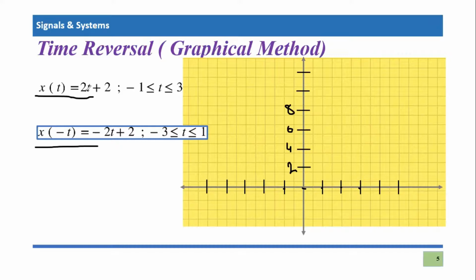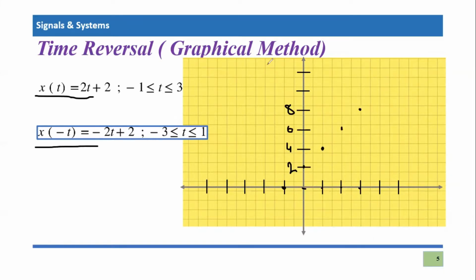So let's say I use -1. 2 into -1 would become -2, plus 2 becomes 0. So at -1, its value will be simply 0. If I use 0, 2 into 0 is 0, plus 2 becomes 2. So at 0, its value will be somewhere here. If I use 1, 1 into 2 is 2, plus 2 becomes 4. So at 1, its value will be 4, right? Similarly, if I use 2, 2 into 2 is 4, plus 2 is 6. And the last value, 3 into 2 is 6, plus 2 is 8, right? So at 3, the signal value will be somewhere here.